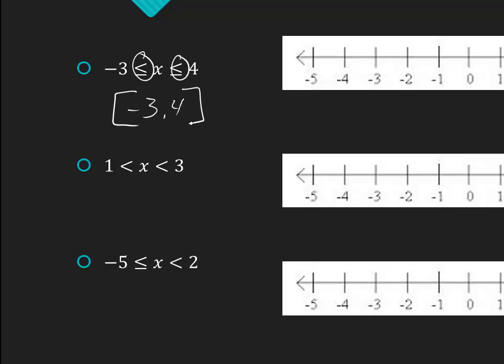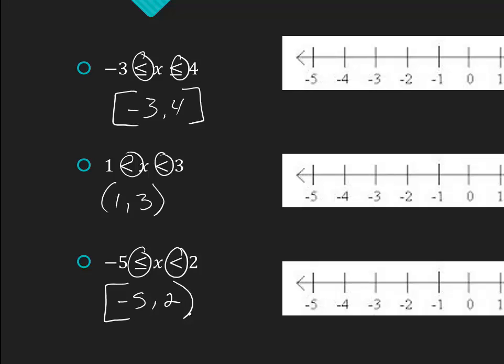That's it. And then the endpoints of our second one are 1 and 3. They're both less than symbols, so then they're not equals to, so use parentheses. Then our last one, our endpoints are -5 and 2. And we have an equals to, so use a bracket. We have a not equals to, use a parentheses. And that's it. Now we need to put this on the number line.